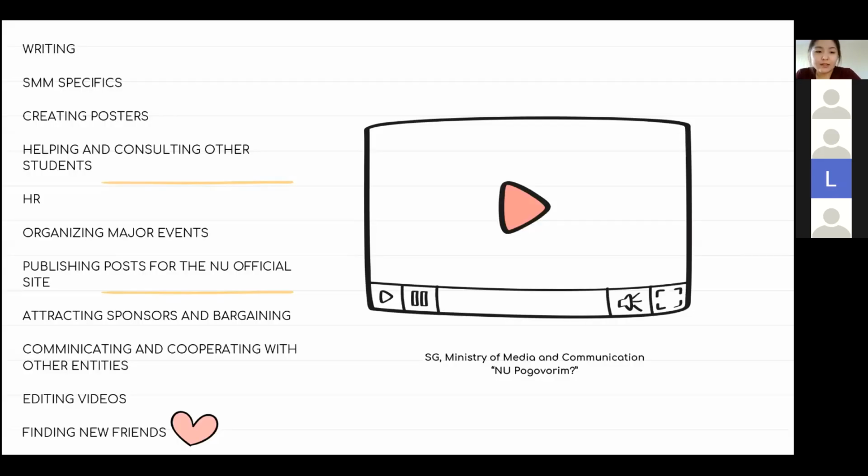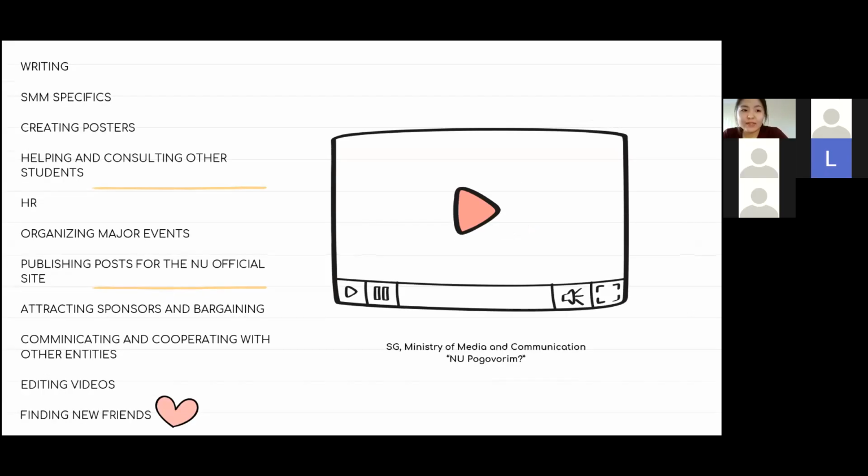Here, I want to show you what kind of skills I got while being a member of these student clubs. The first one is writing. I have never thought that I would like to write this much. So thanks to these student clubs, you can reveal your strengths and your future choices. First, there is writing, SMM specifics, because you need to promote your clubs, creating posters, helping and consulting other students, HR, organizing major events, which is also good.